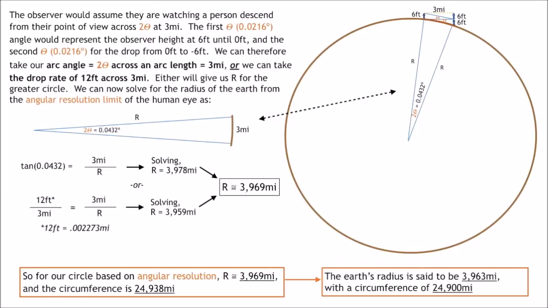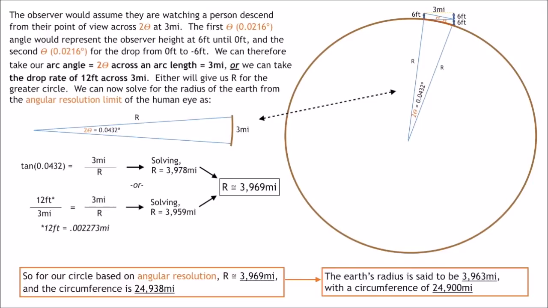So the observer would assume they are watching a person descend from their point of view across 2 theta at 3 miles. The first theta, 0.0216 degrees, would represent the observer height at 6 feet until reaching 0 feet, and the second theta for the drop from 0 feet to -6 feet. So we can therefore take our arc angle of 2 theta across an arc length of 3 miles, or we can take the drop rate of 12 feet across 3 miles. Either will give us r for the greater circle.